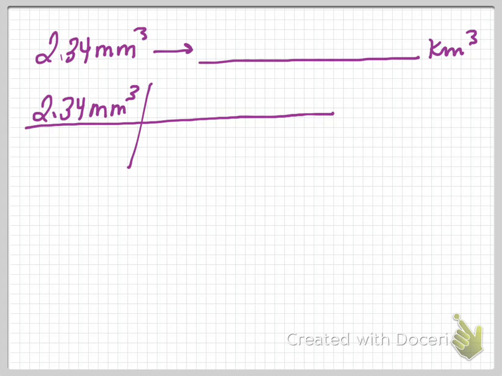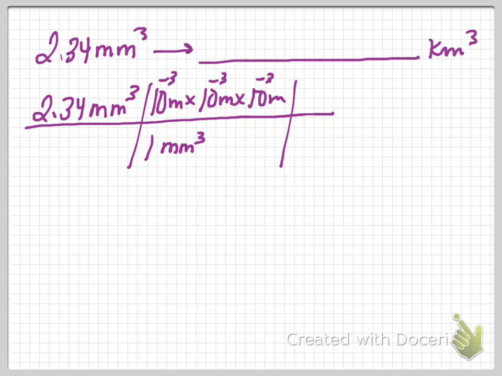Now we go through the base unit because we always, when doing a conversion, go through the base unit. In this case, we're going to go from cubic millimeters into meters. So 1 cubic millimeter is 10 to the negative third meters times 10 to the negative third meters times 10 to the negative third meters. So if we check our units at this point, our cubic millimeters cancel, and we would now, if we stopped, be in cubic meters. But we don't want to stop in cubic meters, we want to go on to cubic kilometers.